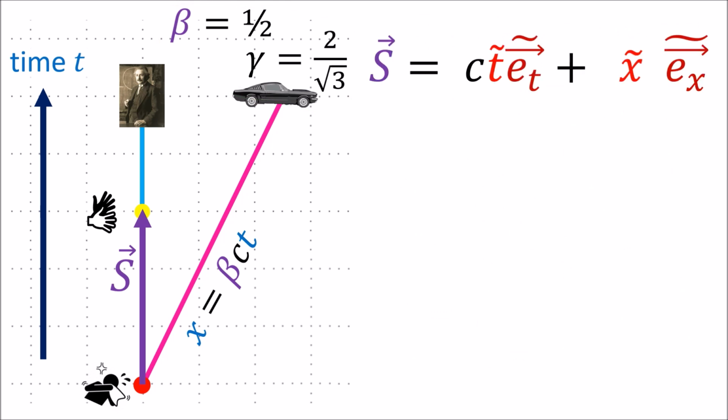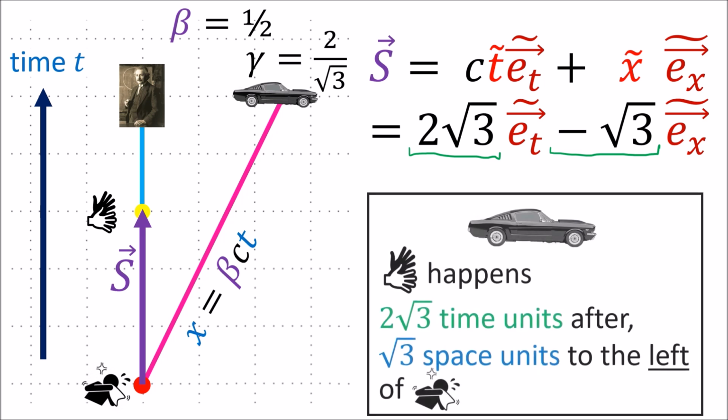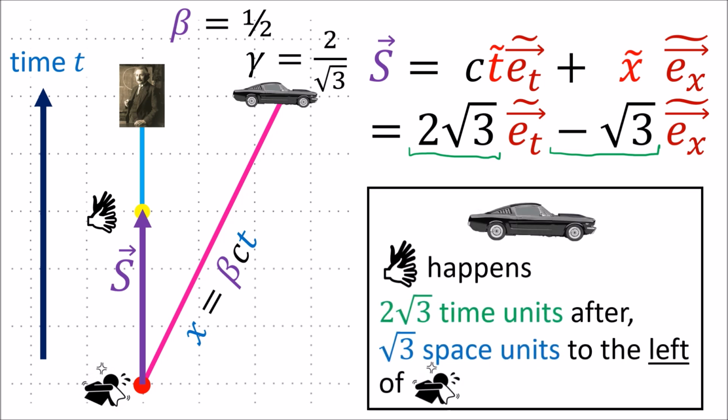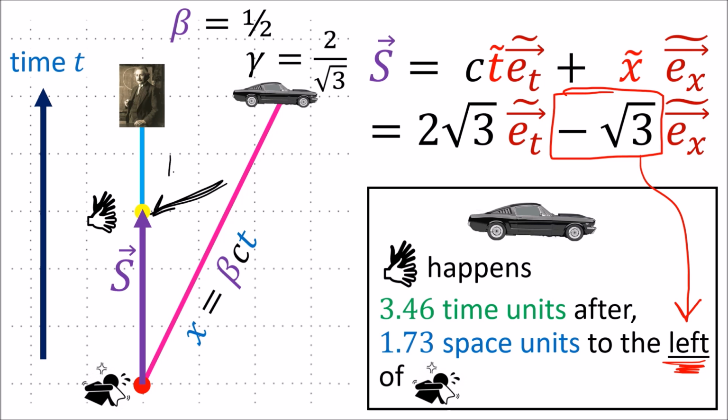So in the car's reference frame, the components of the S vector are 2 times the root of 3 for time and negative root 3 for position. This means that for the car, the clap happens 2 times root 3 time units after and root 3 space units to the left of the sneeze. In decimals, this is 3.46 time units after and 1.73 space units to the left of the sneeze. Remember that since the position component x tilde is negative, this means that the clap happens to the left. This makes sense because the car is traveling to the right, and so it looks like the clap is happening behind it, off to the left.